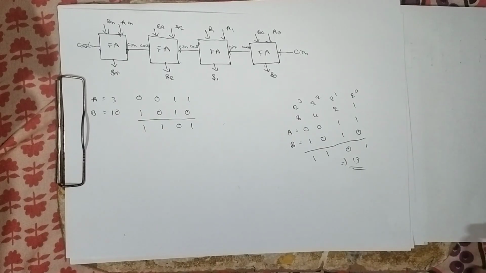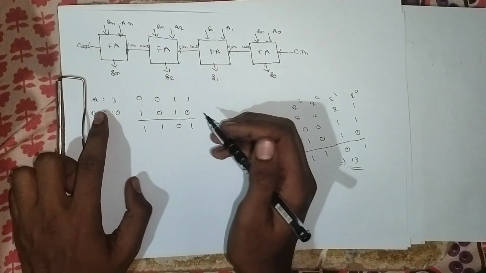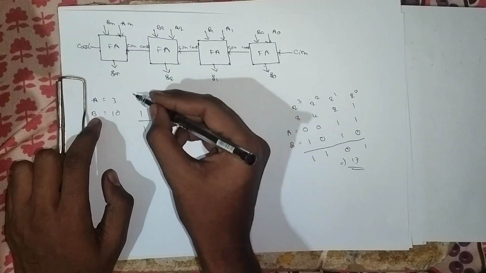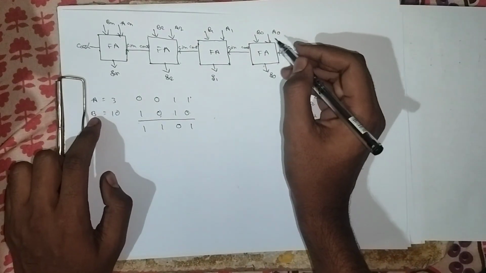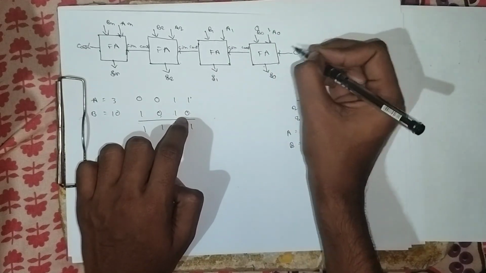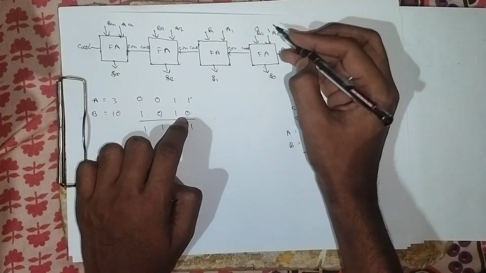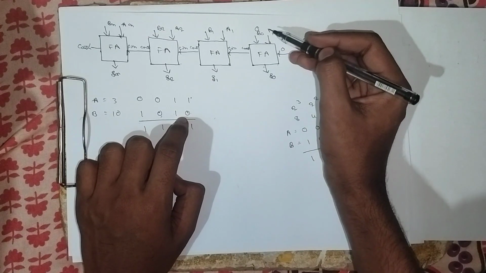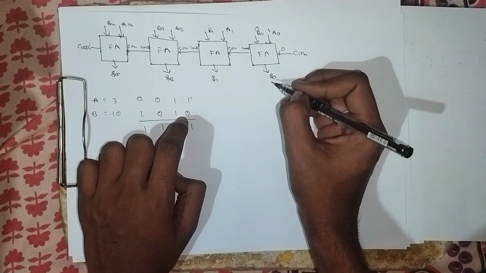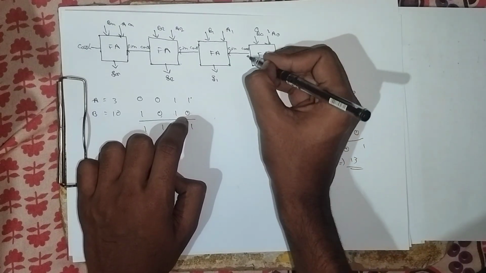Now we will understand the 4-bit full adder. Here we consider A and B. This is A naught, B naught, A1, B1, A2, B2, A3, B3. First, we will consider A naught and B naught. Here A naught is 1 and B naught is 0, and the carry in is initially 0. When we add 0 plus 1, the sum becomes 1 and the carry out becomes 0.